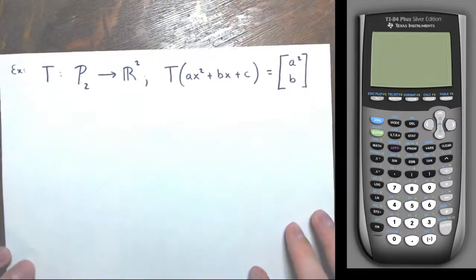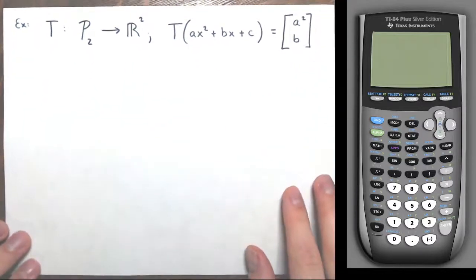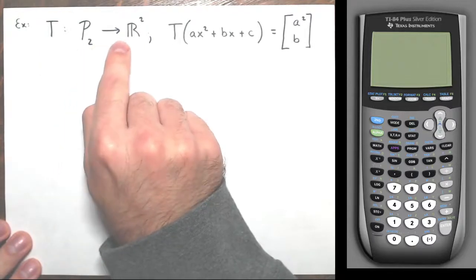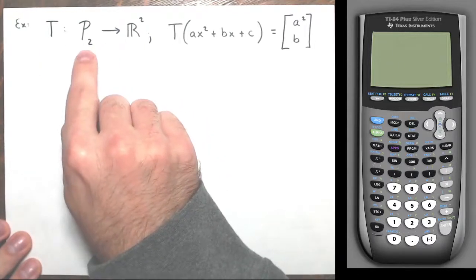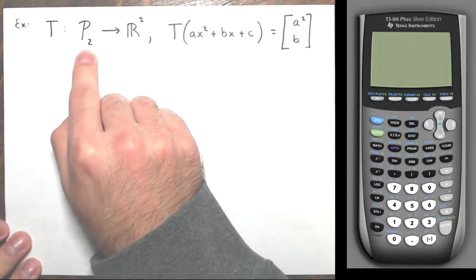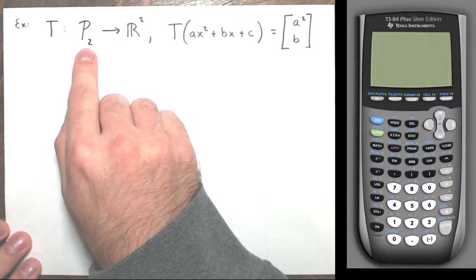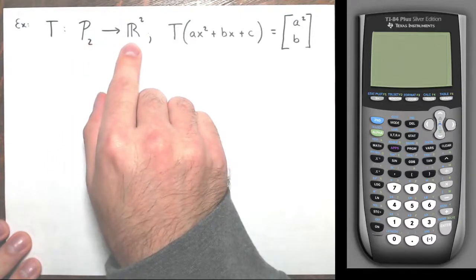Next example. Now I'm getting into some examples where not every vector space is one of the Euclidean vector spaces. So here's a transformation from P2 to R2. Remember, P2, P3, P with whatever subscript, is the set of all polynomials of degree 2 or less. And this is your typical Euclidean R2 here.